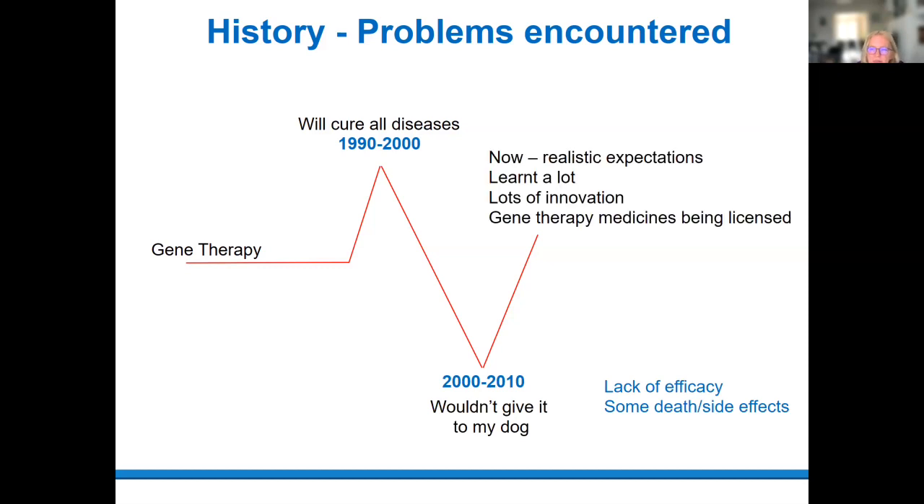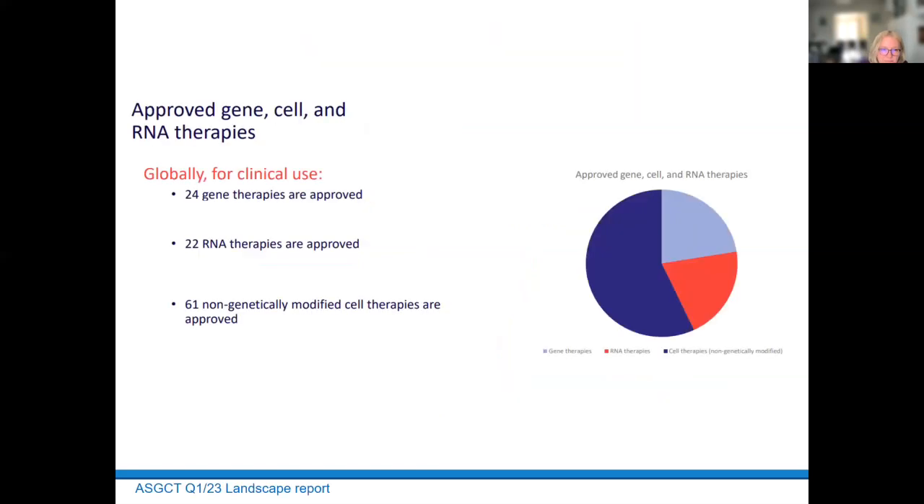However, I think now we are in a position where we have much more realistic expectations of what gene therapy can do. We have learned what our gene therapy vectors are doing and what they can't do. There have been lots of innovations, and as Simon said earlier, gene therapies are now becoming licensed medicines.